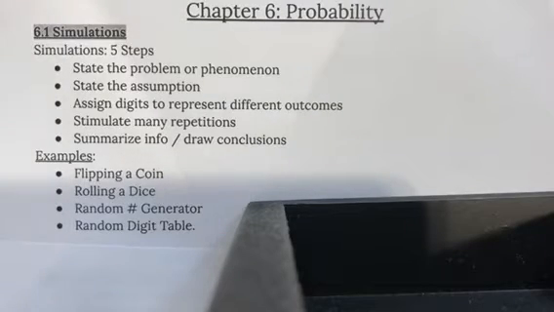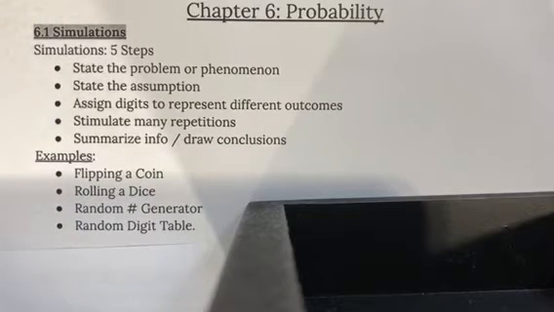Okay, this is chapter 6, probability, and 6.1 is about simulations. There are 5 steps to do the simulations when you do application questions. The first one is to state the problem or phenomenon, and the second one is to state the assumption, and the third one is to assign digits to represent different outcomes, and then you simulate many repetitions, and then at last you summarize the info and draw conclusions.